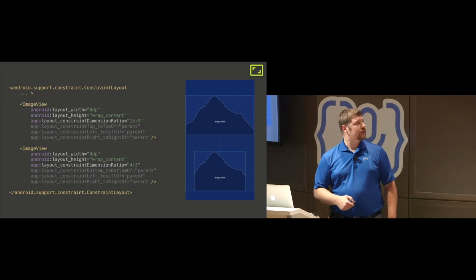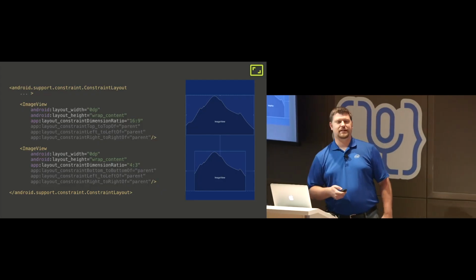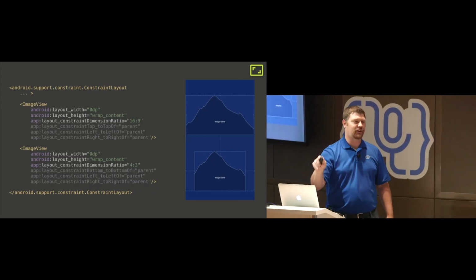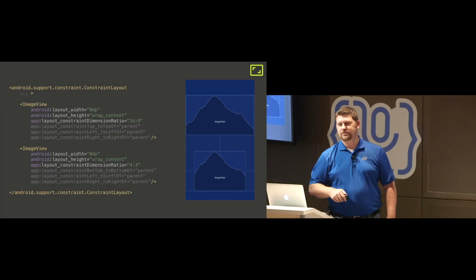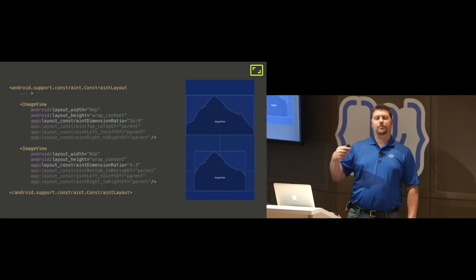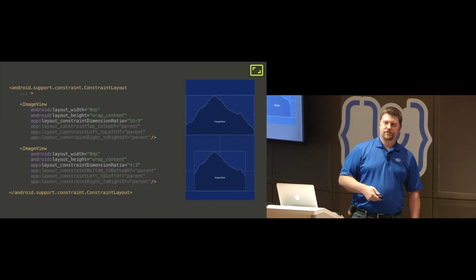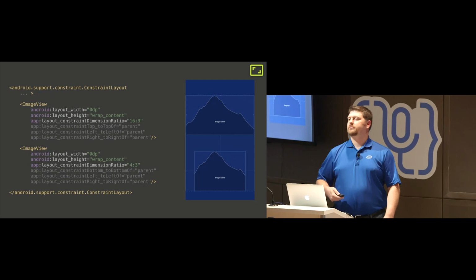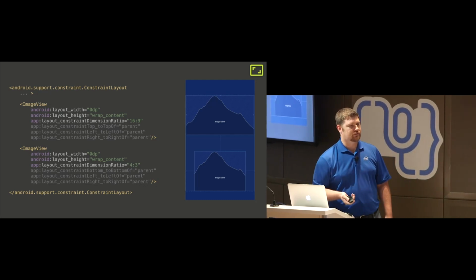Probably one of my favorite is the ratio constraint. Anyone in here who's written an aspect image view or something along those lines and had done that subclass before, it's gone, right? So now there's an attribute, constraint dimension ratio, that allows you to apply a fixed ratio to any view inside of constraint layout, okay? And you express it as a ratio, which in most cases actually makes sense, right? You'll probably use this a lot with image views, right?